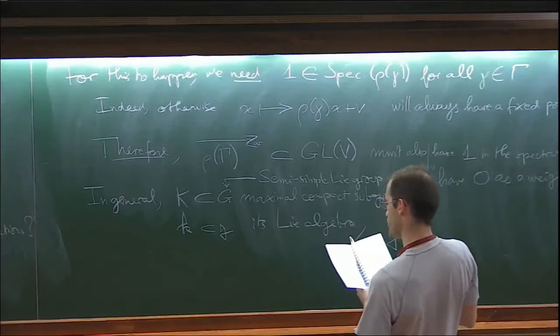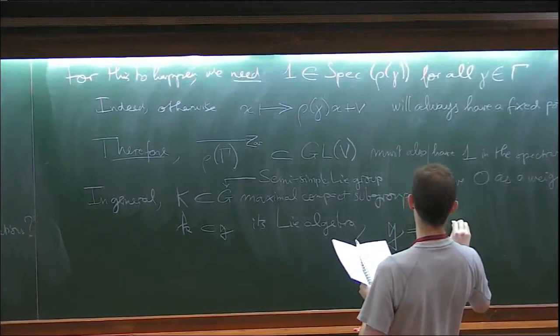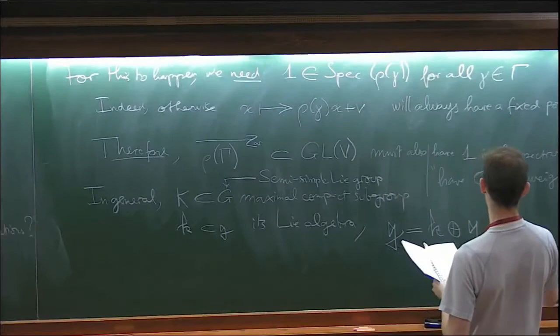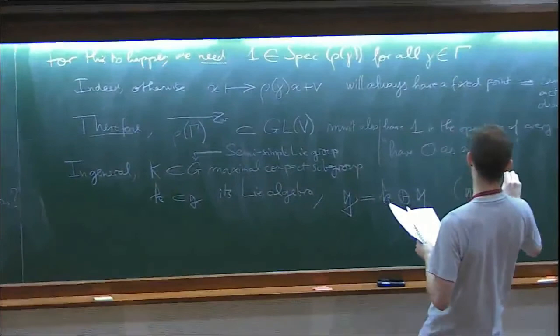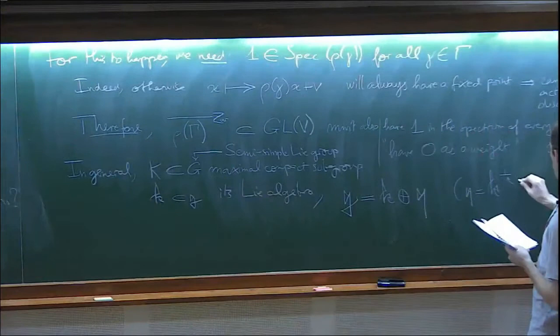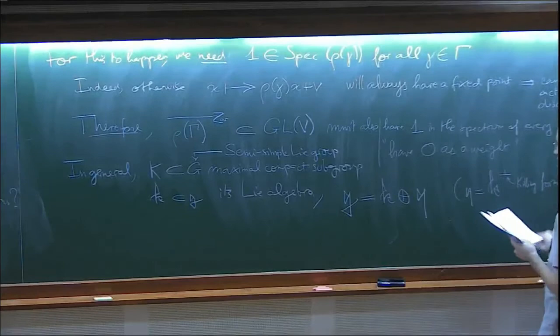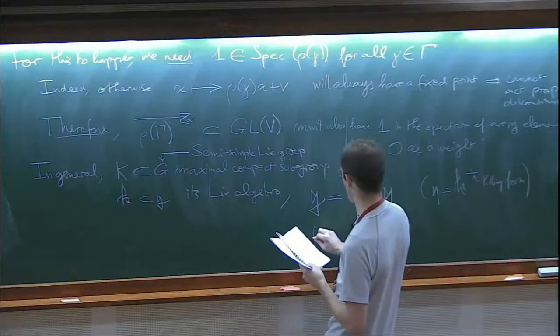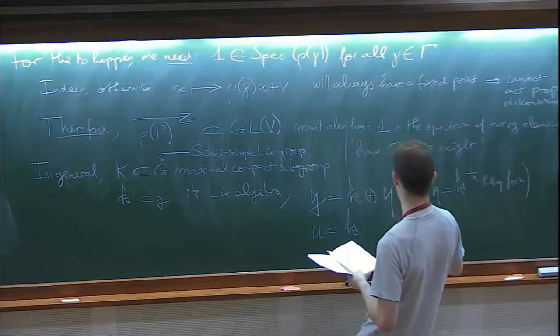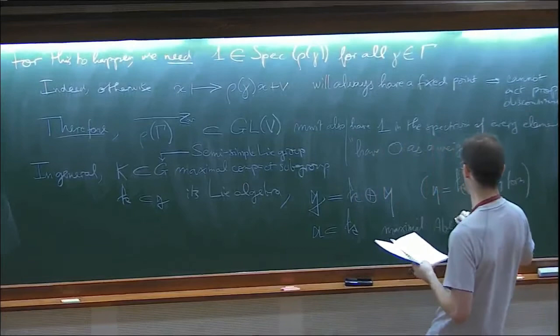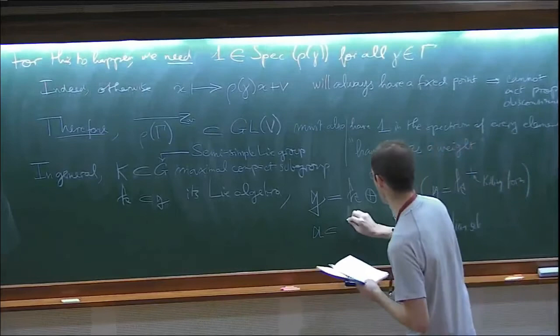Take Q to be its orthogonal complement. U is just K perp. It's not a Lie algebra, but it's the orthogonal complement for the Killing two form. Take A in K, maximal abelian subalgebra, sorry, A and Q, abelian subalgebra.